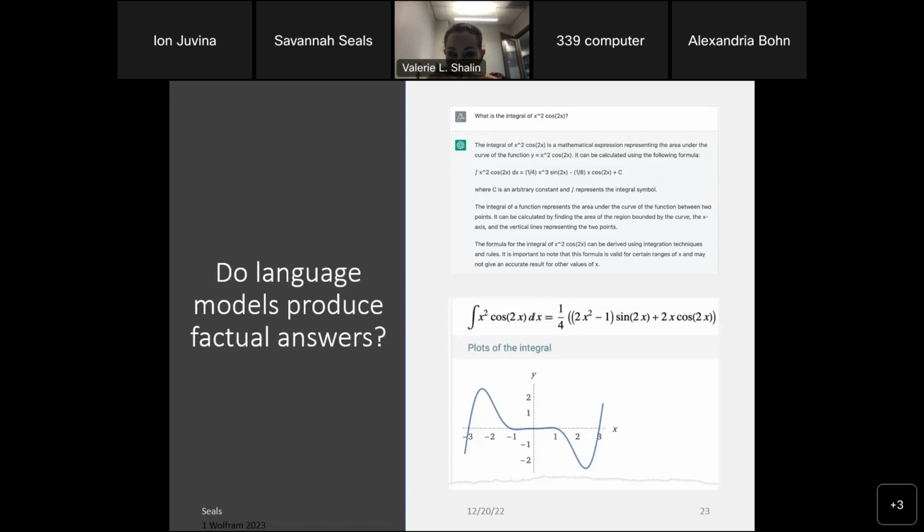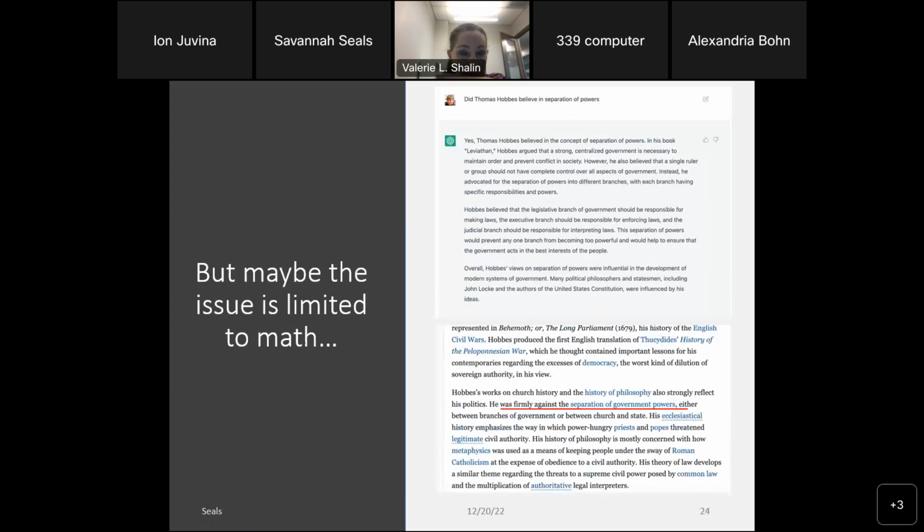All right. So moving on, do language models produce actual answers? Somebody asks ChatGPT, what is the integral of x squared cosine of 2x? And ChatGPT produces something that seems plausibly like it might be right. But this is what the actual integral of x squared cosine 2x is. And then, that's wrong. Yes, it's wrong.